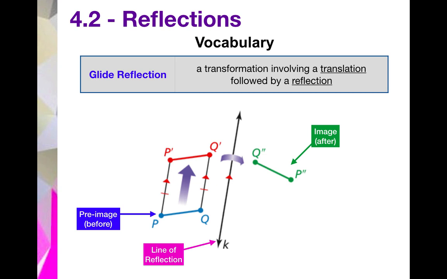A glide reflection is where you move something in a translation and then you reflect it. So you glide it. So we have this pre-image over here, PQ. We're going to glide it or translate it to P prime, Q prime, and then we're going to flip it over the line of reflection, and that becomes the image over here. So that's a glide reflection, which is two motions.